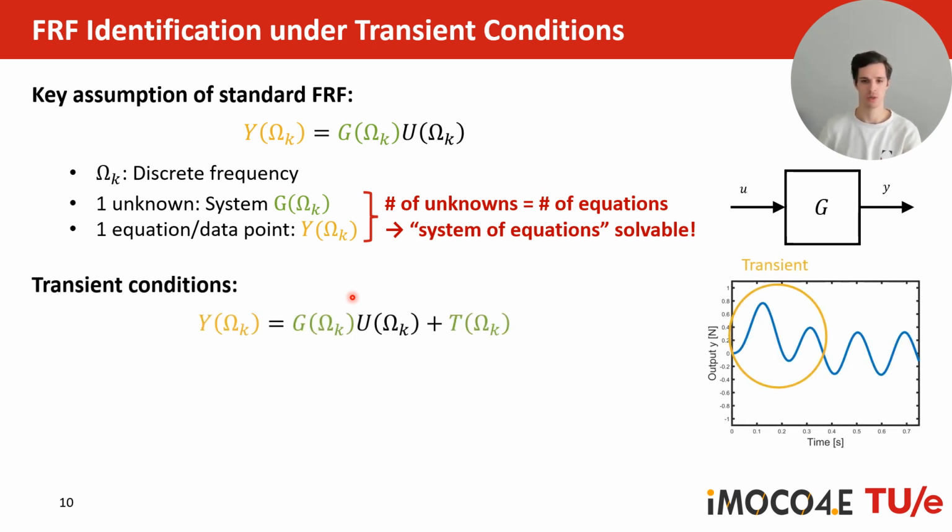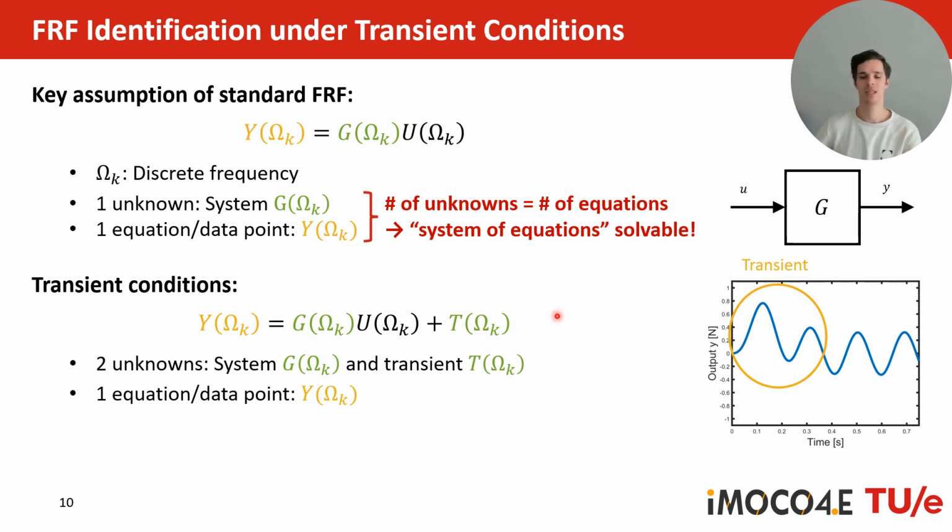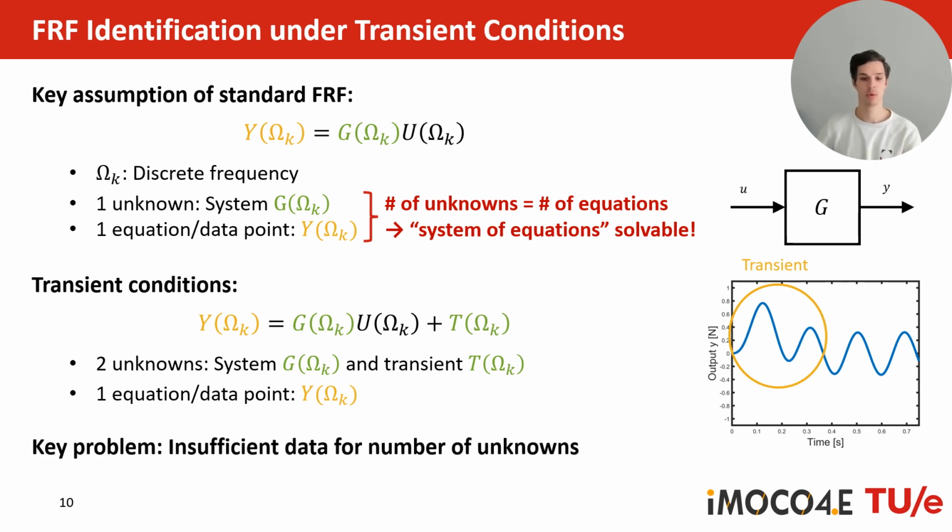In transient conditions, however, the output Y is dependent on both our system G and also on our transient T. What we now have is two unknowns, our system G and our transient T, but only one equation. Again, we still only have this data point Y. So the key problem is that we have insufficient data for the number of unknowns, and hence this transient is not suppressed in traditional frequency response function identification.